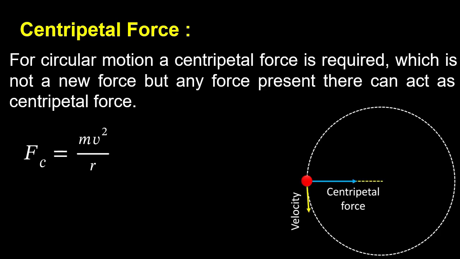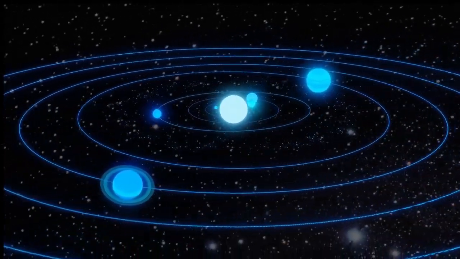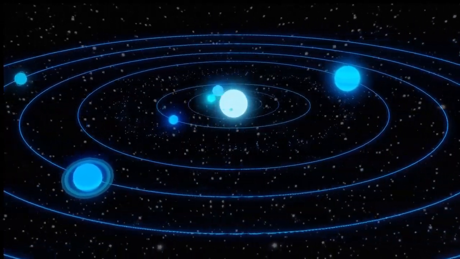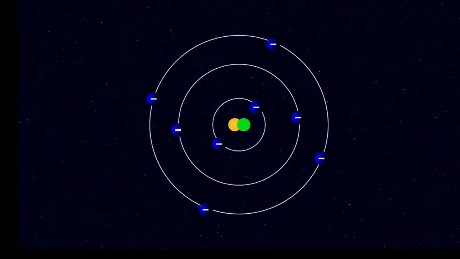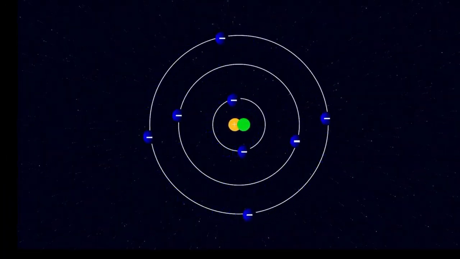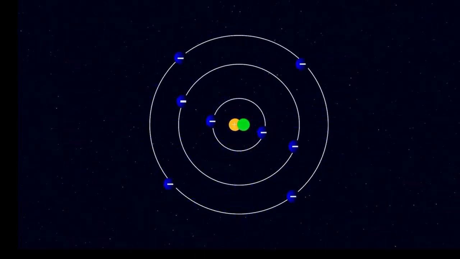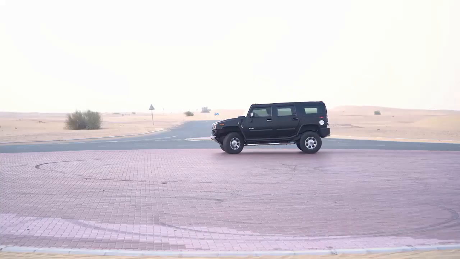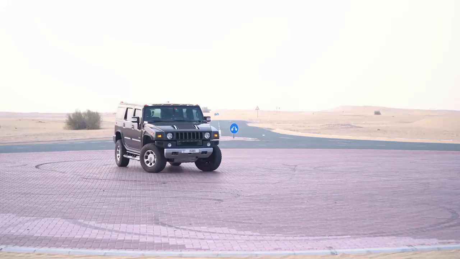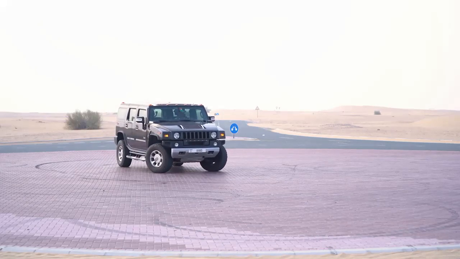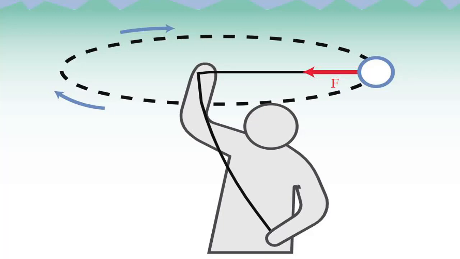Some examples of centripetal force are: gravitational force between planet and sun provides centripetal force for orbital motion of planets. Electrostatic force between electron and nucleus provides centripetal force for orbital motion of electrons. Frictional force acting between tires of a vehicle and the road provides centripetal force for turning of vehicles at a turn. Tension in the string provides centripetal force for circular motion of a stone tied with a string.